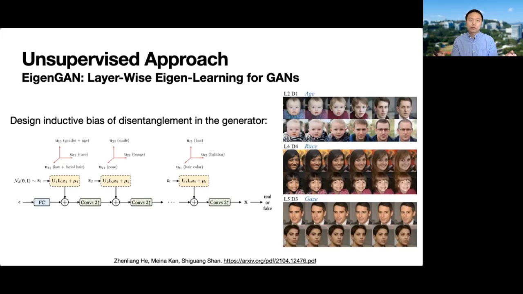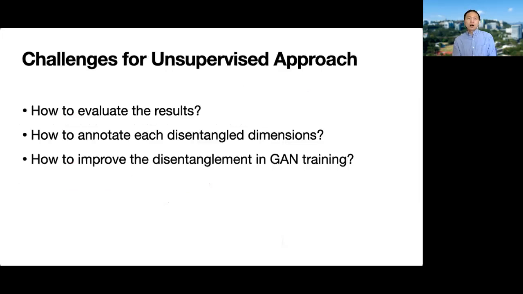Then we don't need to do this post-training interpretation. For this unsupervised approach, there are still many challenges. Here I list some of them. First is how to evaluate the results. Because we are doing this unsupervised discovery, we may get some dimensions, but how can we quantify the disentanglement? How to evaluate the degree of disentanglement is still an unsolved problem.